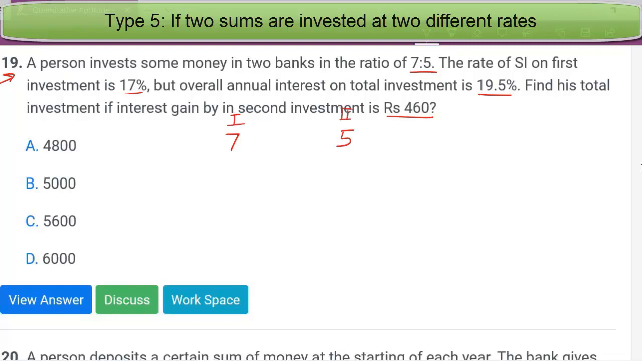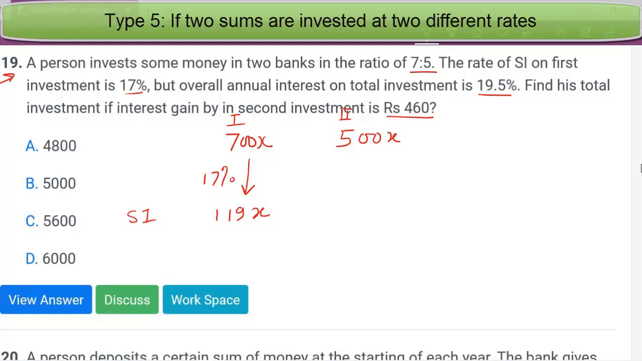Okay, so he has invested in the ratio 7:5 in 2 different banks, right? For the sake of calculation, it is better to assume 700x and 500x instead of 7 and 5. This will help me in calculation, right? Now it is given the rate of simple interest on the first investment. So this is the first investment. Here he is getting 17%, so that will be 119x. This much he will get as simple interest.